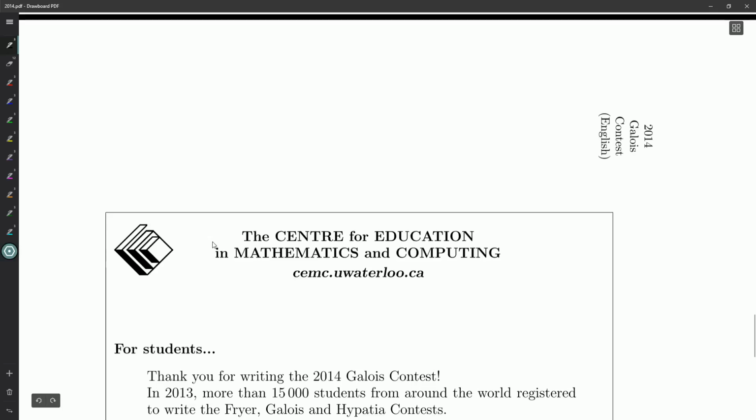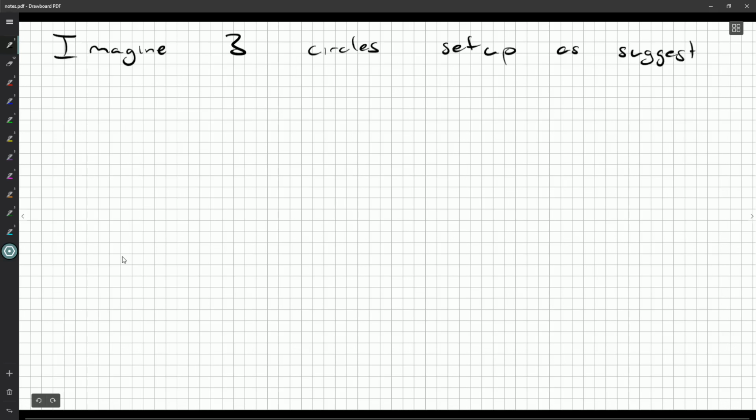Okay. Oops, wrong button. I've got to be over here before I can get another page. Okay. So, I imagine 3 circles set up as suggested. How do I want to do this? I'd like to get sort of a general formula here. That would be quite nice.